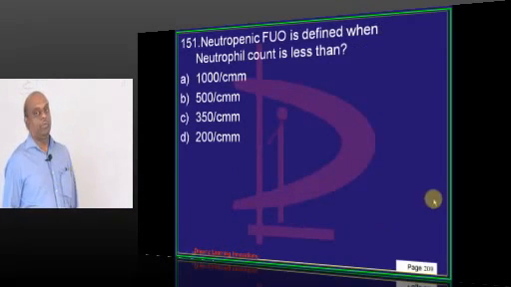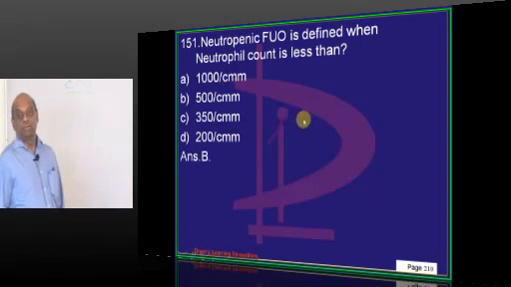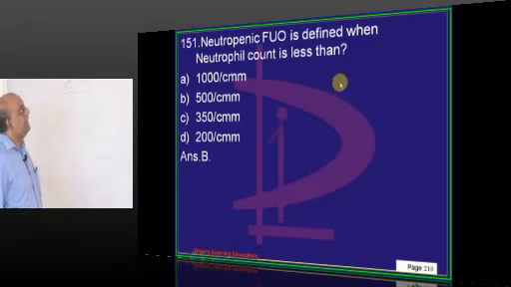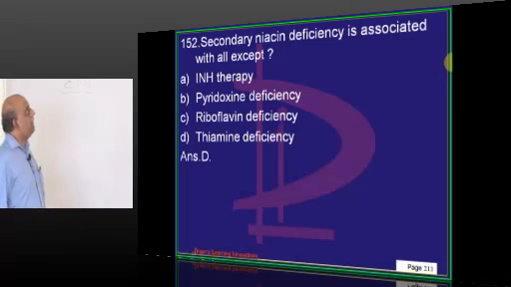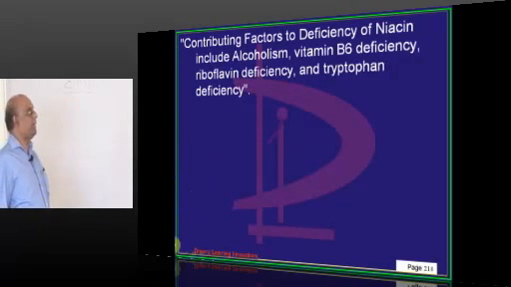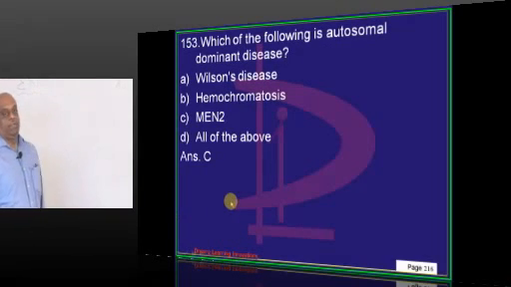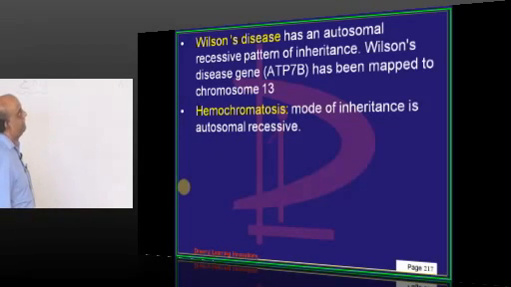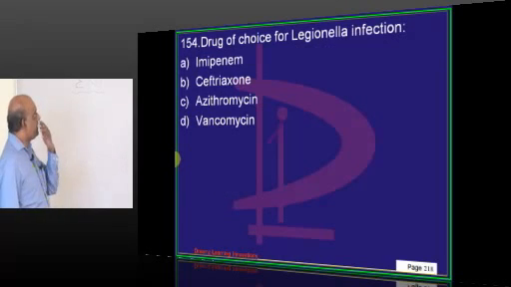Then what is neutropenic fever of unknown origin? 500 is the count below which it is defined. Isoniazid therapy, pyridoxine deficiency, riboflavin deficiency, secondary niacin deficiency occur in all these conditions, even in carcinoid. MEN2 is an autosomal dominant condition. Wilson is autosomal recessive, hemochromatosis is autosomal recessive.